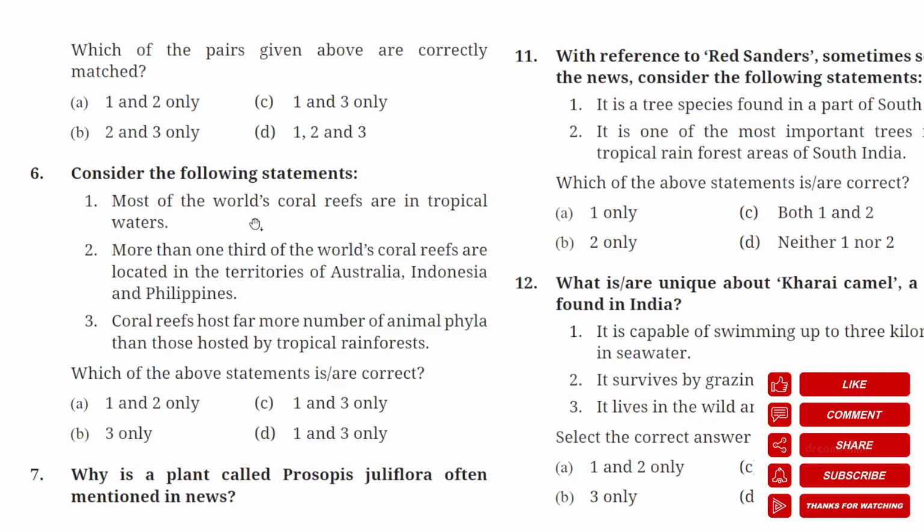Let's see. Most of the world's coral reefs are in the tropical waters, yes, it is true. More than one third of the world's coral reefs are located in the territories of Australia, Indonesia, and Philippines. No, that is a wrong statement, basically. And coral reefs host far more number of animal phyla, that is also true. 1 and 3 only. Answer is D.